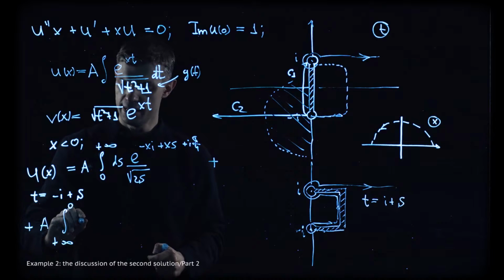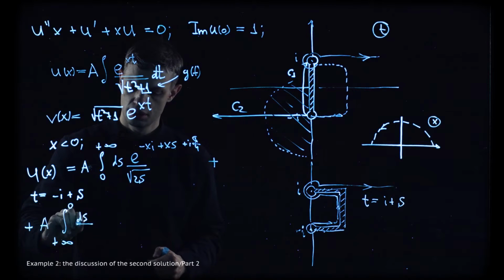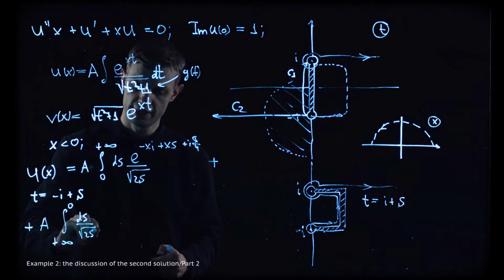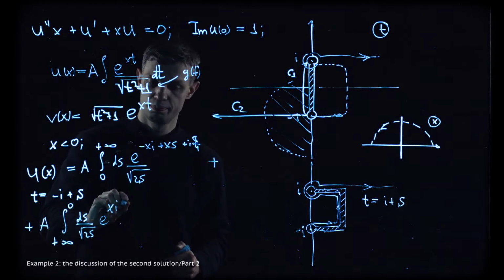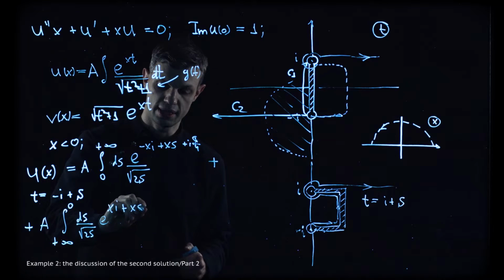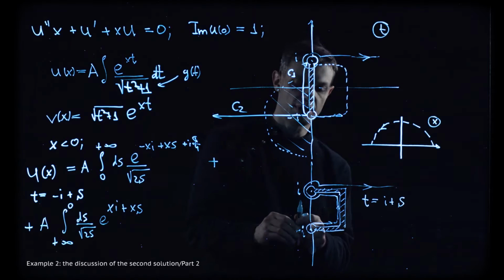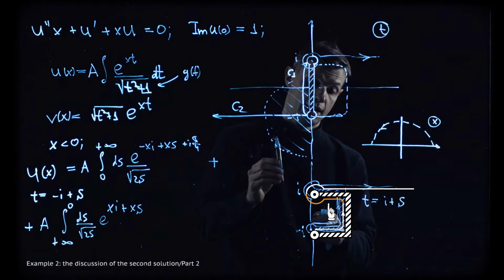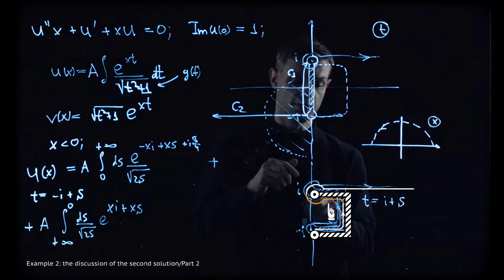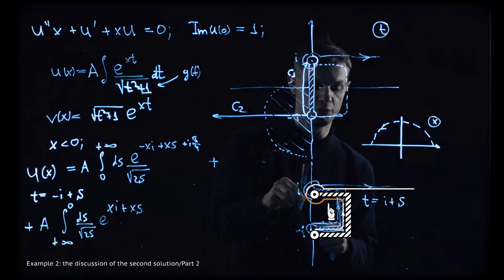Yeah, ds again over square root of 2s e to xi plus xs. And again, we need to define correctly the argument of this g of t function. So here we go again. So the vertical direction here, it was positive.